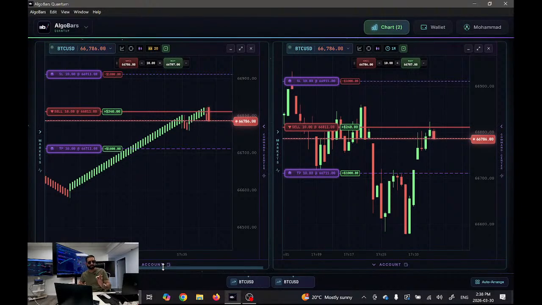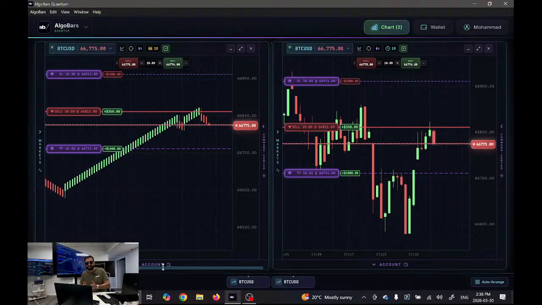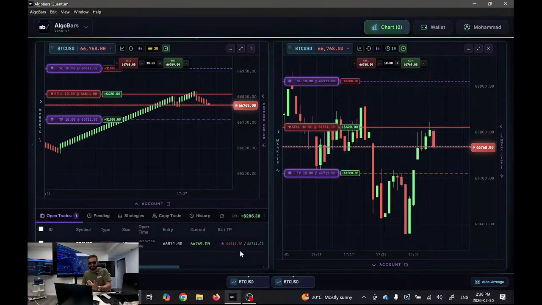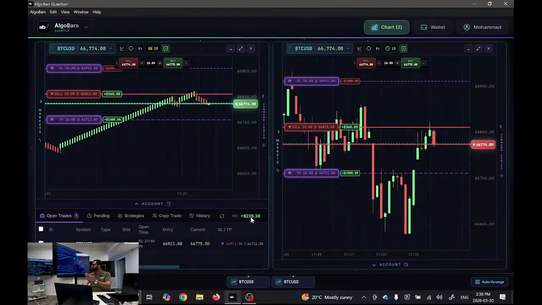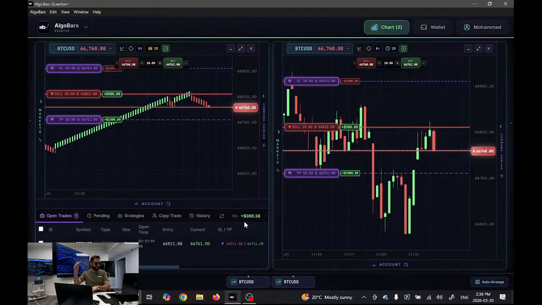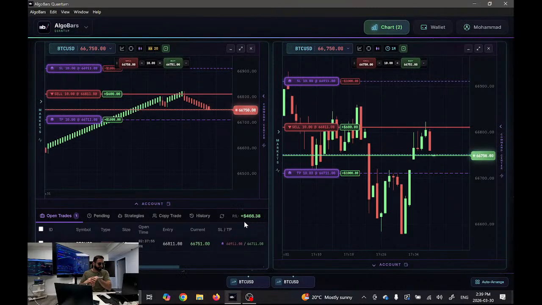Okay, remember, rule number one is we always risk less than 1%. Now, guys, we're already up $200 on this trade. That's actually crazy. Congratulations to everybody who's following along, because that's so insane. And we're up $270, $220 on this trade, $306 on this trade already. Congratulations. Thank you for the gift.